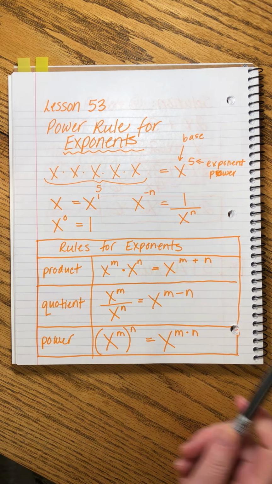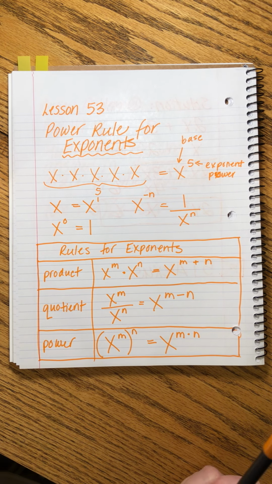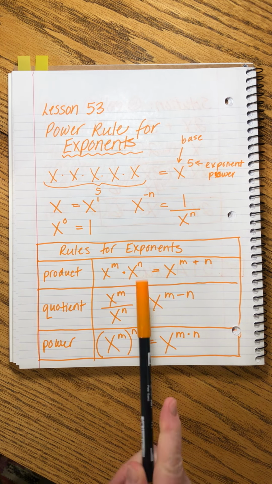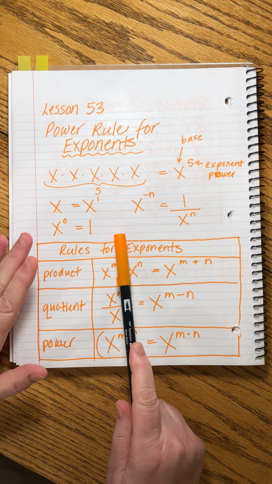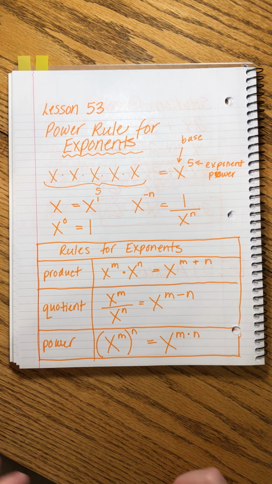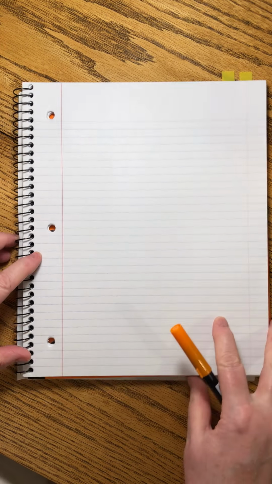Saxon Algebra 1, lesson 53. This is part 2. We just did this lovely review of the rules and different facts about exponents. If you missed this part, it's in part 1. Thank you for being patient. Now let's get into the problems.